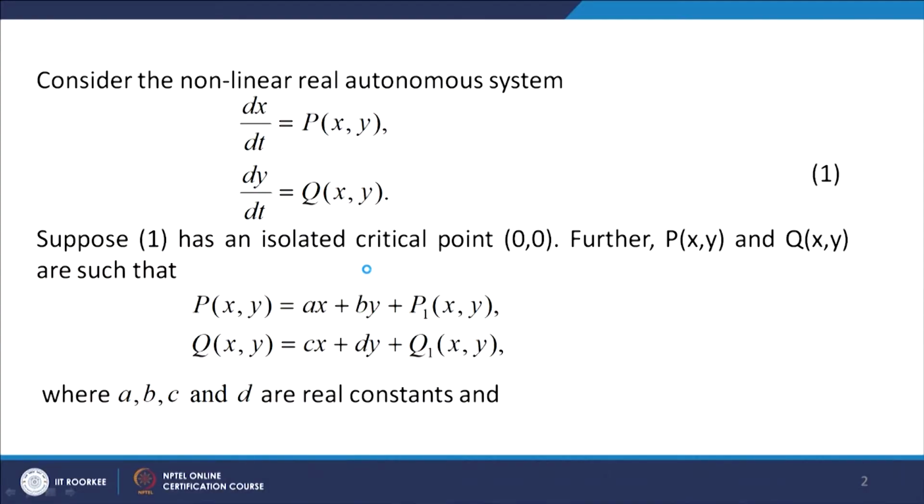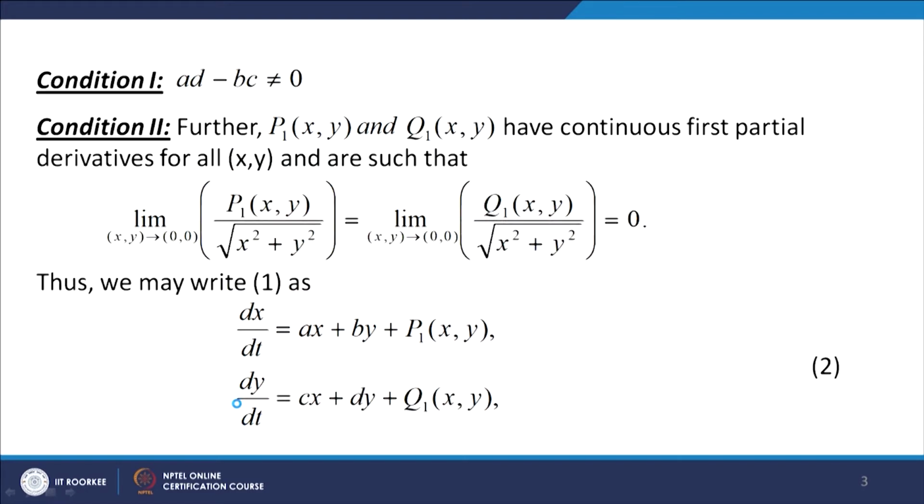So in this lecture we shall consider a real autonomous system which is nonlinear. Say for example, dx/dt = P(x,y), dy/dt = Q(x,y). Now suppose this system has an isolated critical point (0,0). Further, P(x,y) and Q(x,y) are such that P(x,y) = ax + by + P1(x,y), Q(x,y) = cx + dy + Q1(x,y), where a, b, c and d are real constants and they satisfy the condition that ad - bc is not equal to 0.